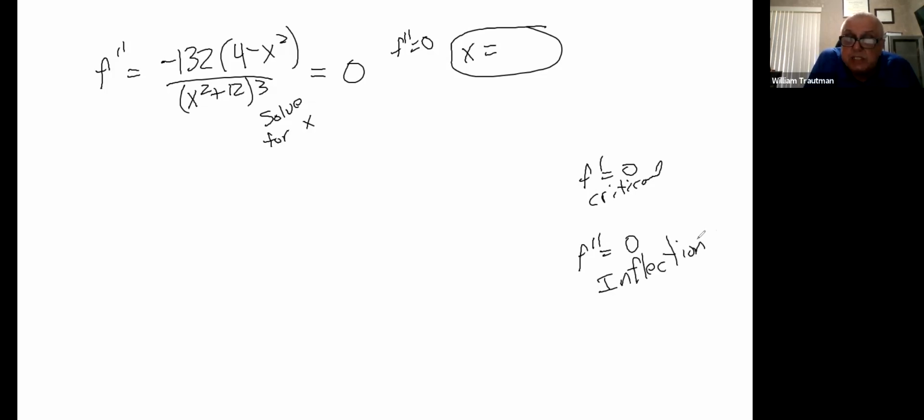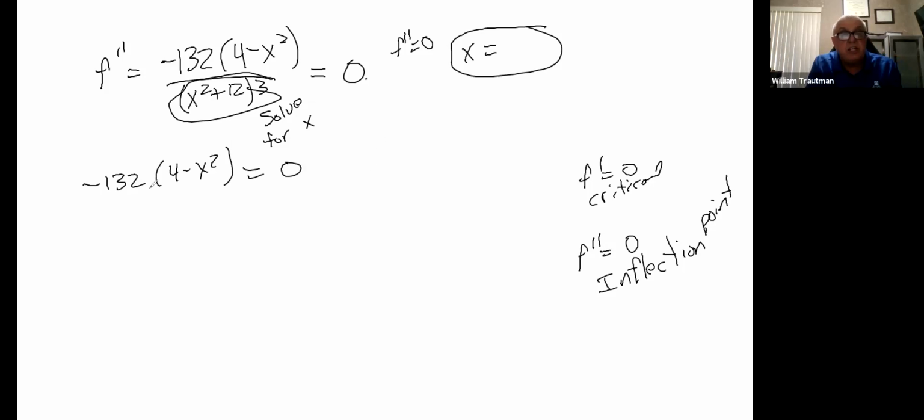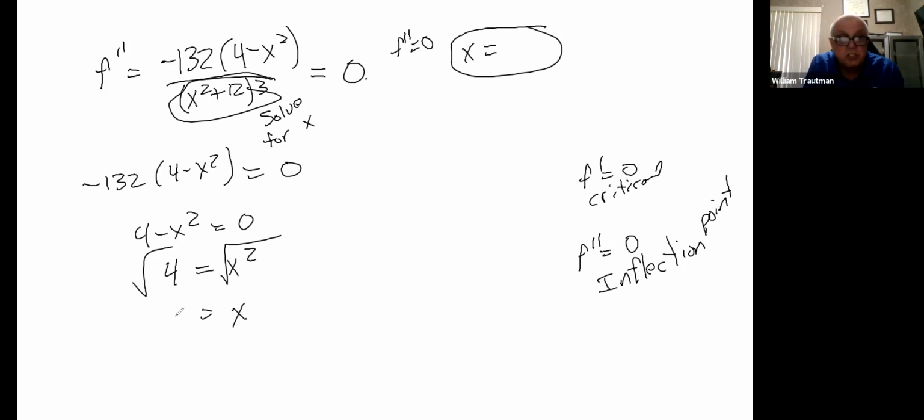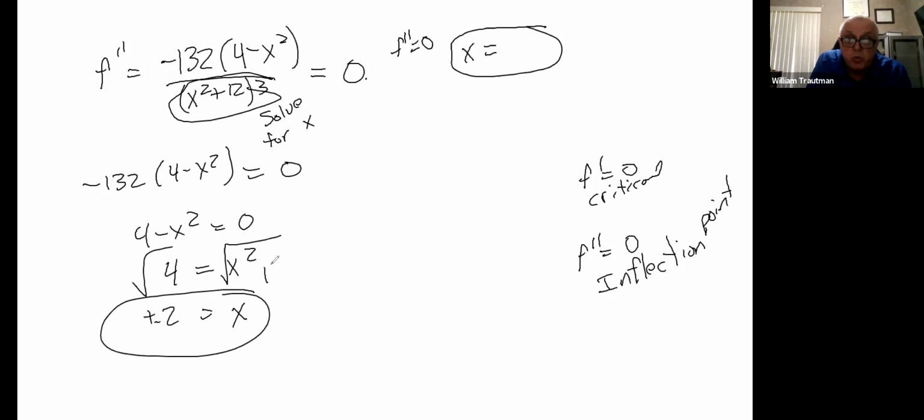And remember, inflection points are where concavity changes. That's why we go on both sides of the inflection points and find test points for those, and it'll tell us, oh, concavity up, concavity down. So, inflection points when the second derivative equals 0. By the way, if I multiply both sides by the bottom, 0 times the bottom is still 0. So I get negative 132 times 4 minus x squared equals 0. If I divide by negative 132, I get 4 minus x squared equals 0. This is pretty easy to set equal to 0. Add x squared to the other side, then square root both sides, and x equals plus or minus 2. These are our inflection points.